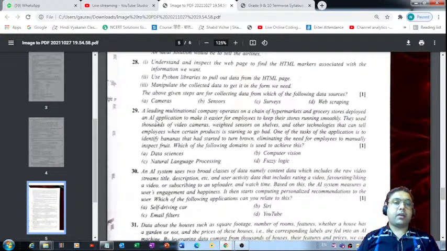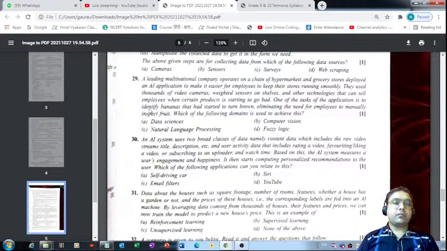You can mark it. Question number 29: a leading multinational company operates a chain of hypermarkets and grocery stores and deployed an AI application to make it easier for employees to keep their stores running smoothly. They use thousands of video cameras, weight sensors on shelves, and other technologies that can tell employees when certain products are starting to go bad. Okay, so the AI machines can tell the owners when the products will go bad. Definitely the employees will come to know about it.